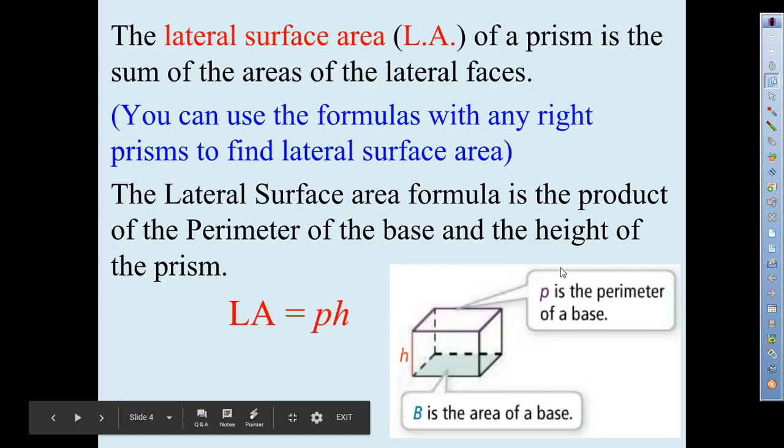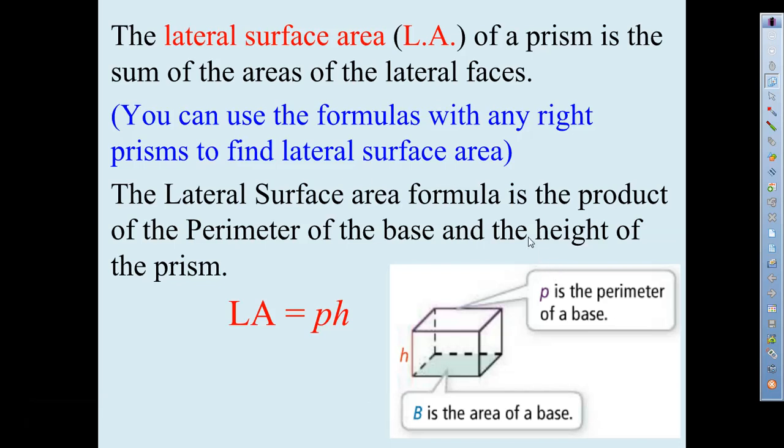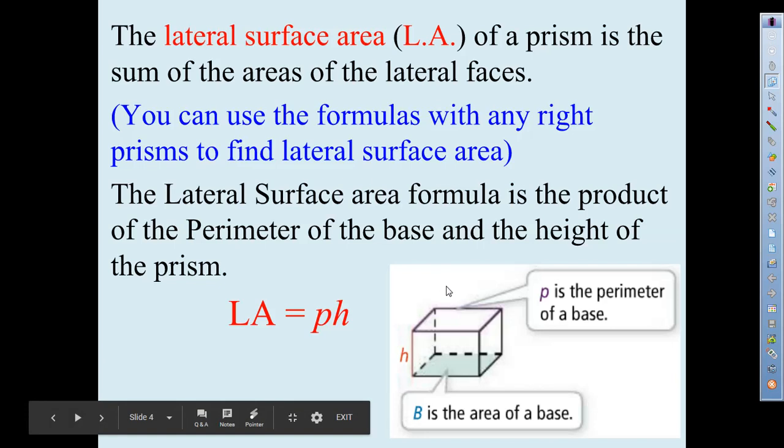So the first surface area problem we're going to look at is the lateral surface area. This may be labeled lateral surface area, or it may be lateral area, like we have here. LA stands for lateral area, or lateral surface area, of a prism, and it is the sum of the areas of the lateral faces. We're going to use the formula: the perimeter of the base times the height. So P stands for the perimeter of the base, and H stands for the height, which is the same thing as the altitude. So it's the distance around the base, whatever the shape is, times the height.